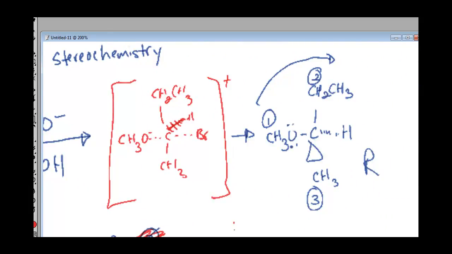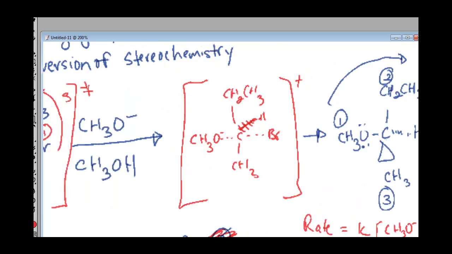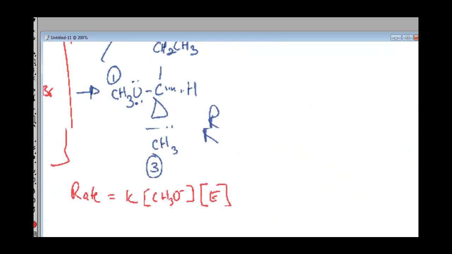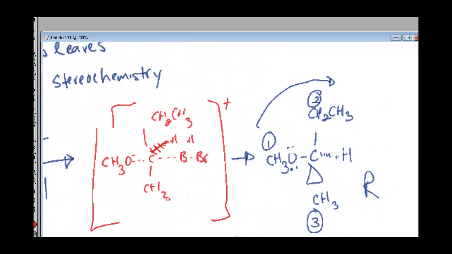Again, the kinetics are going to be based off the nucleophile and the electrophile in this case. So the CH3O minus and that other electrophile. I'm going to be lazy right now. It's not the point here. The point was the actual reaction.